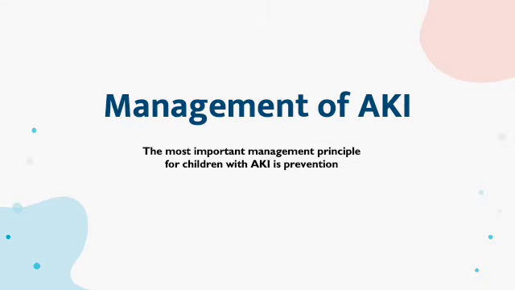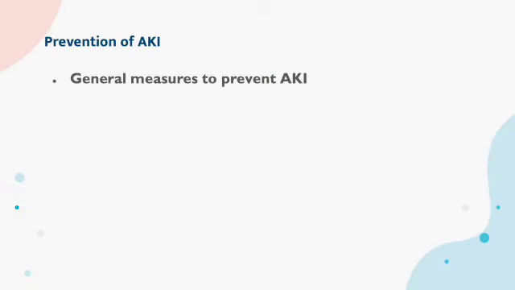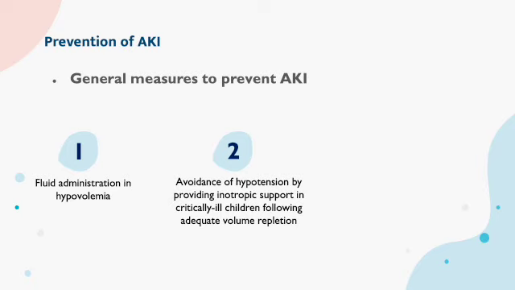Now we'll move to the next part of the presentation, which is management of AKI. Before starting, we need to know that the most important management principle for children with AKI is prevention. So general measures to prevent AKI include fluid administration in hypovolemia, avoidance of hypotension by providing inotropic support in critically ill children following adequate volume repletion, and readjustment and substitution of nephrotoxic medications.